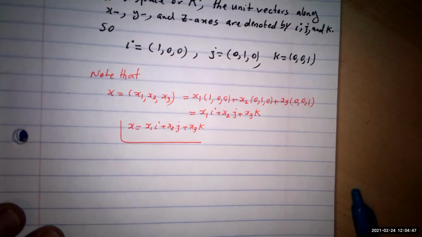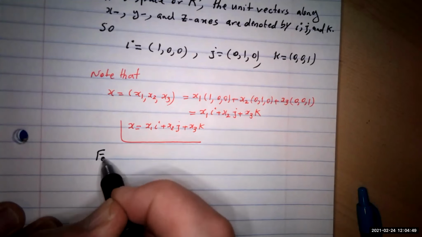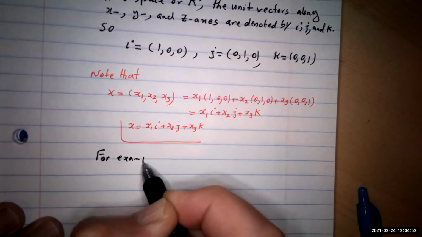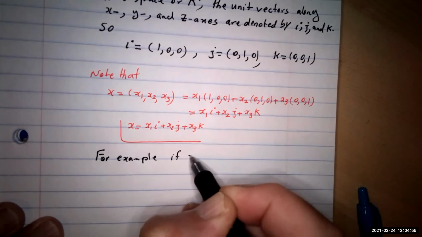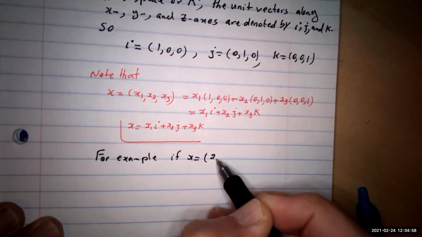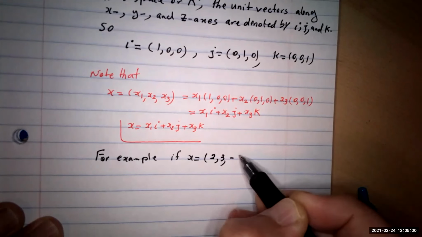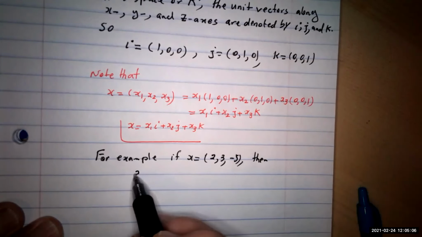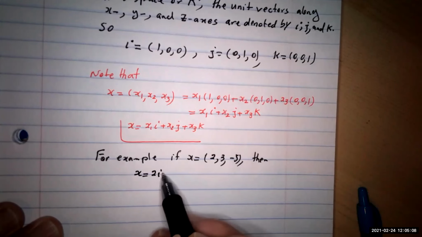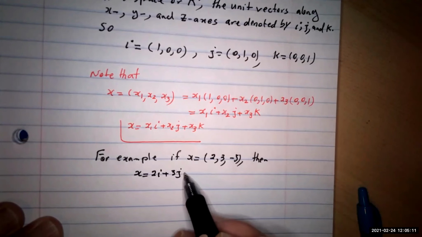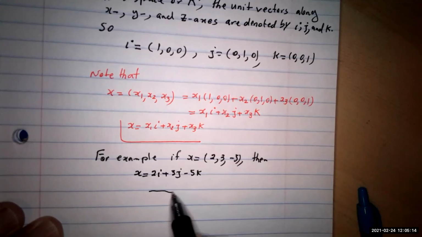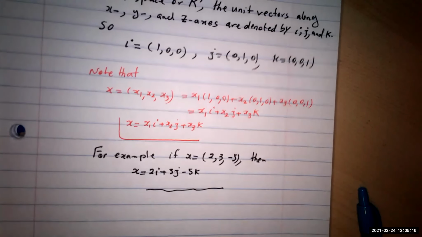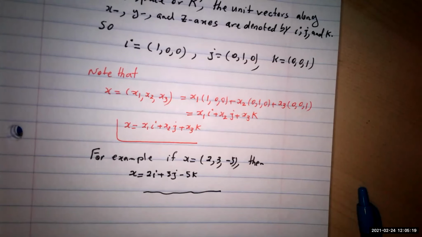So for example, if x is equal to (2, 3, -5), then the vector x is going to be of the form 2i plus 3j minus 5k. This is just a step-by-step introduction of these notations that we may use in the future.